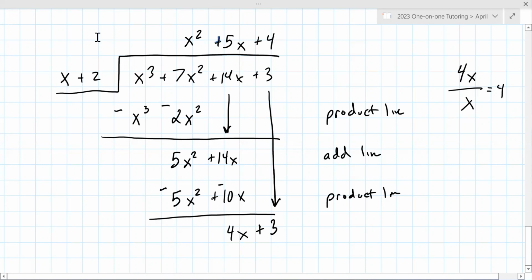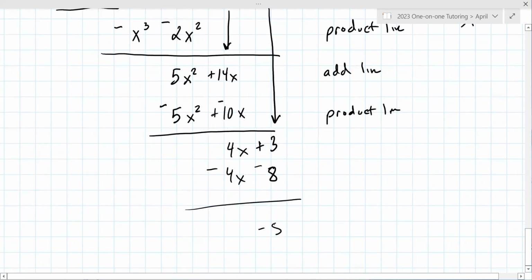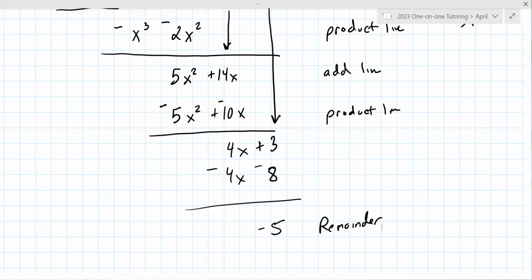If you take this number 4 times the x, that's 4x. 4 times the 2, that's 8. And you change the sign. So you subtract and subtract. And this time we don't get 0, which does not mean it's a mistake. It's what's called the remainder. So sometimes they just don't work and you get a remainder at the end.